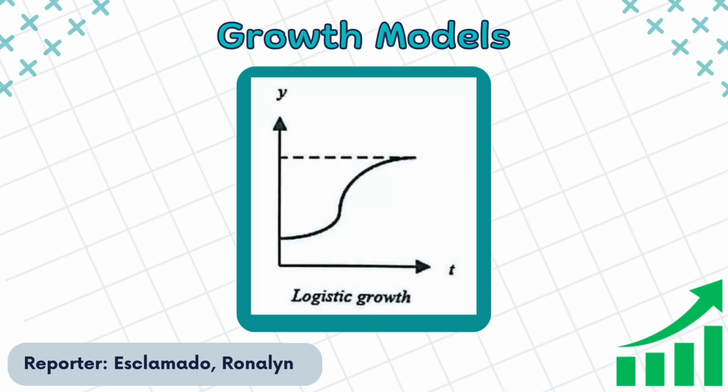Lastly, we have logistic growth. In this model, at a certain point, the relative growth rate of a population will eventually decrease because of limited resources. Kung titignan natin yung model ng logistic growth, half of the time, the graph looks like the graph of unlimited growth, but at a certain point of time, the graph will look like the graph of limited growth.